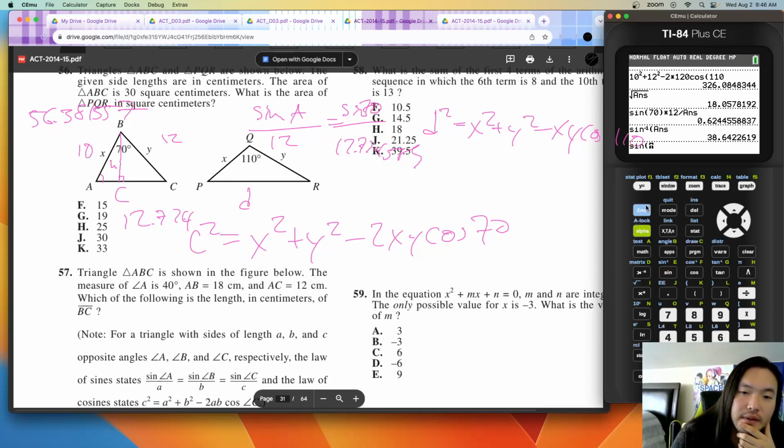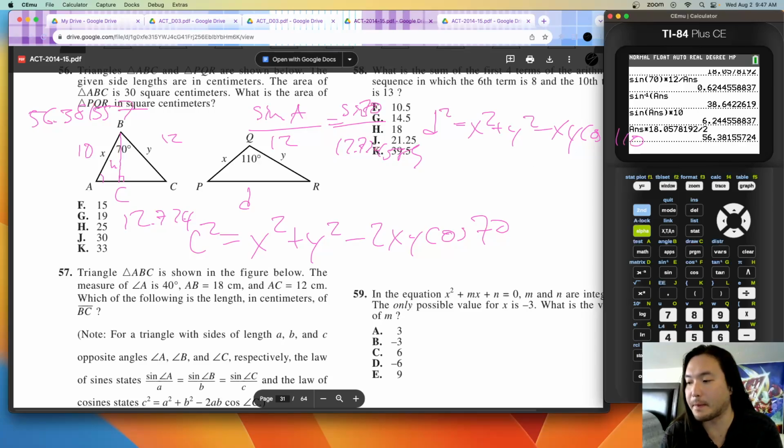So sine of this times 10 is the height. Okay, so then now I can do this times 18.05788192. Divide that by 2 to get the area of the triangle. I'm getting 56. Okay, I'm going to go with J.